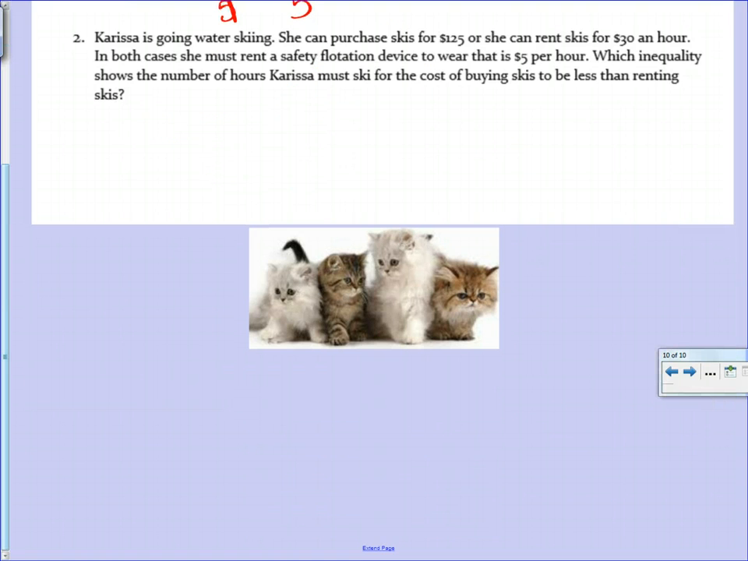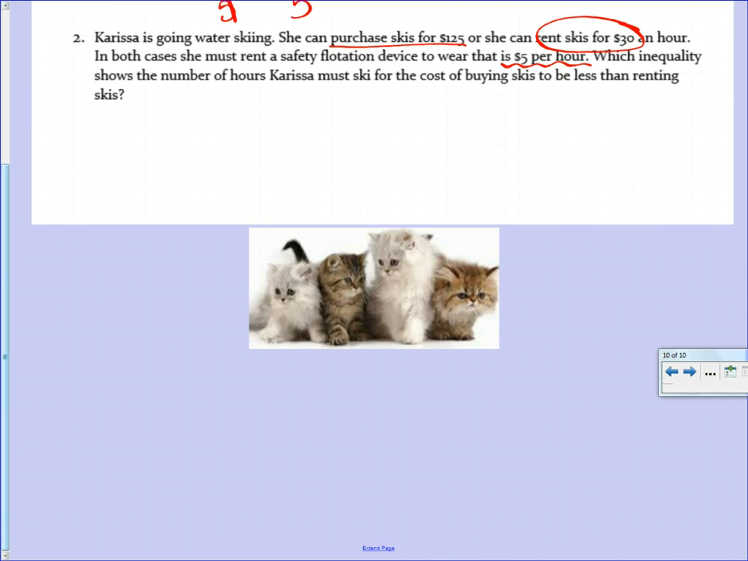Next is Carissa. Carissa is going water skiing. She can purchase skis for $125, or she can rent skis for $30 an hour. In both cases, she must rent a safety flotation device that is $5 per hour. Which inequality shows the number of hours Carissa must ski for the cost of buying skis to be less than renting? So we're going to write an inequality here that represents this scenario.